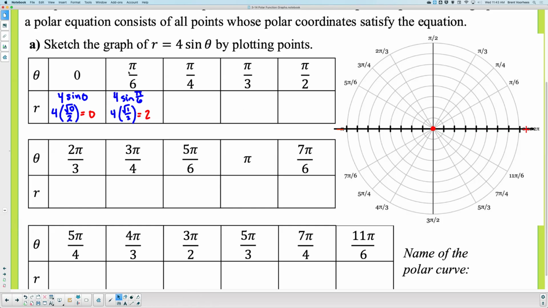So here's what would happen. This is pi over 6. Your rotating axis would go to pi over 6. Where would 2 be located? Would it be towards pi over 6 or away from pi over 6? Towards it. So go 2 circles, put a dot. That's our second point.